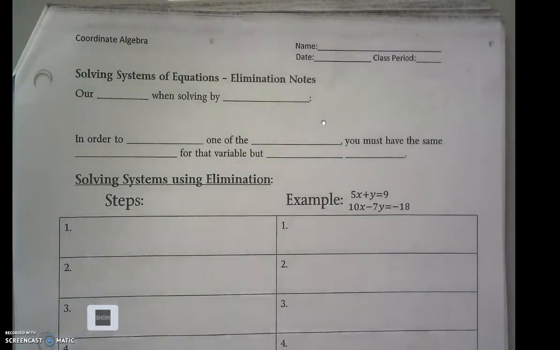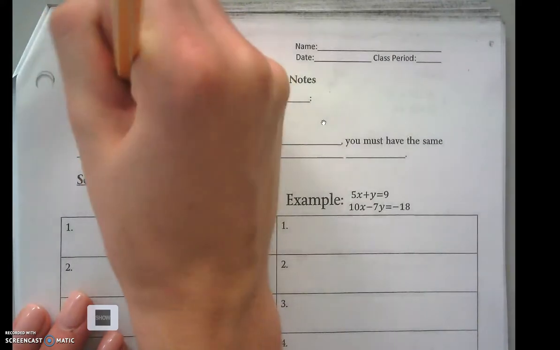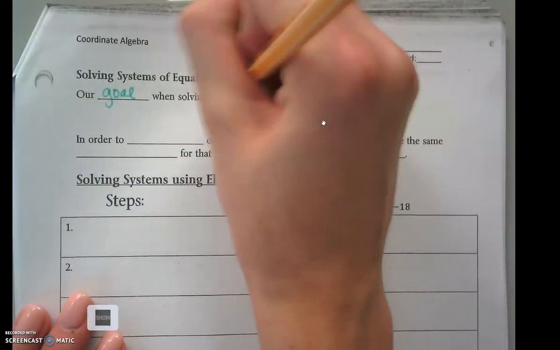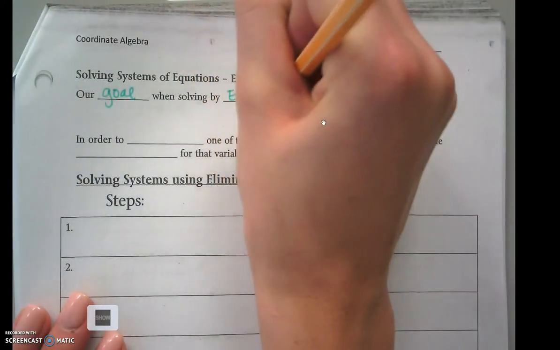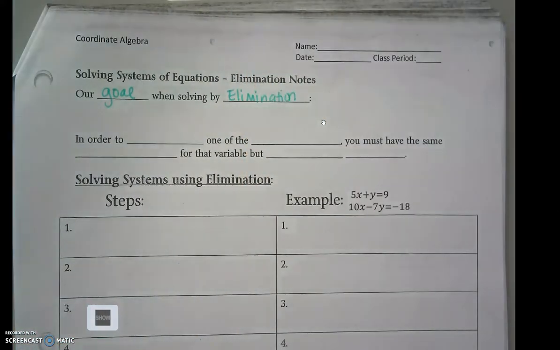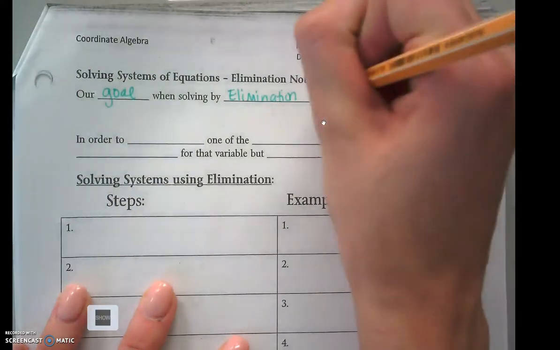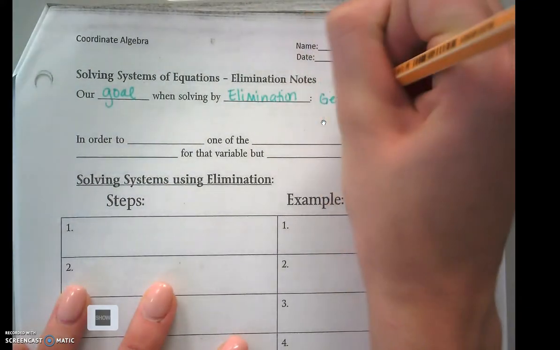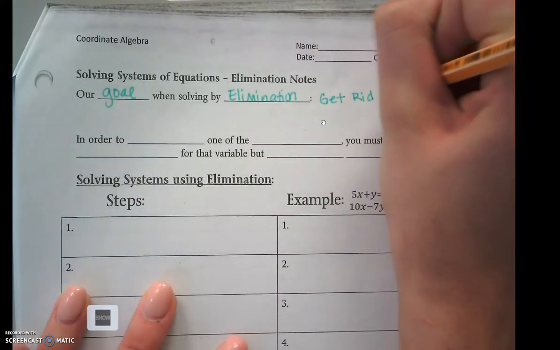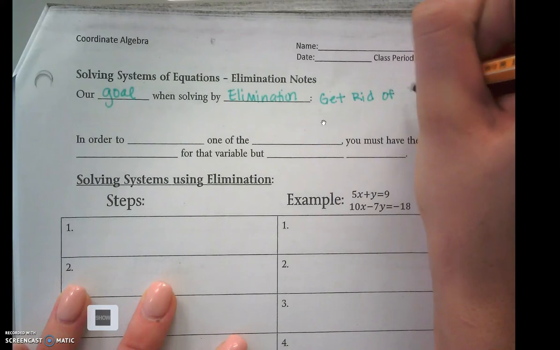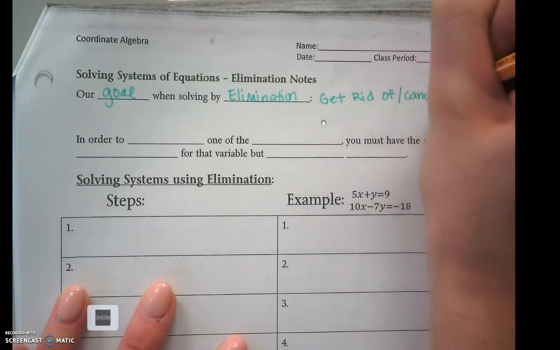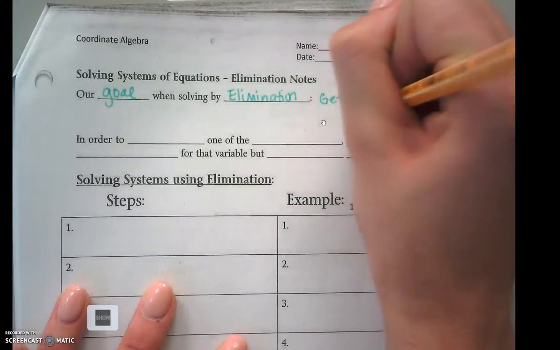Alright, our last method of solving is solving systems by elimination. So our goal when solving by elimination is to what? Think of that word eliminate. It is to get rid of or to cancel out one variable.